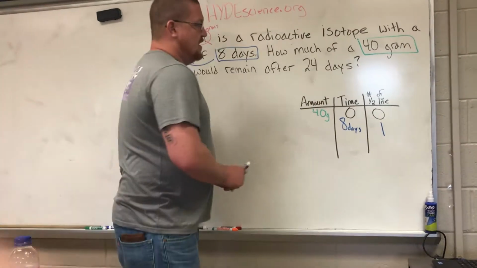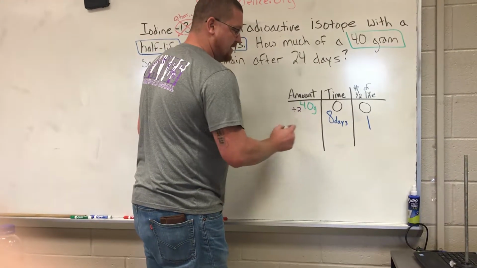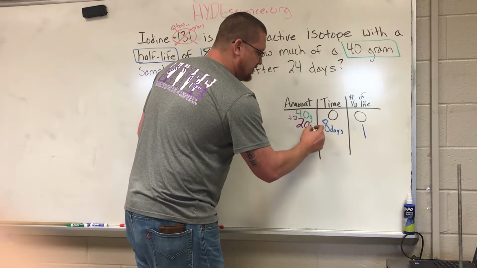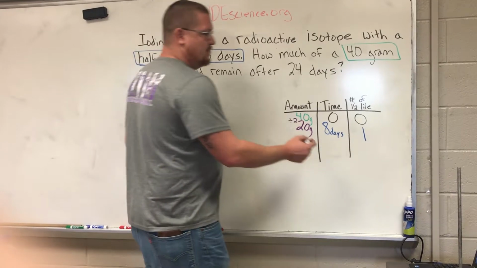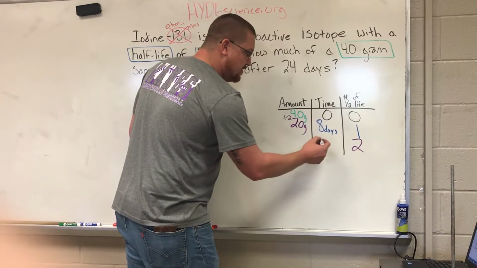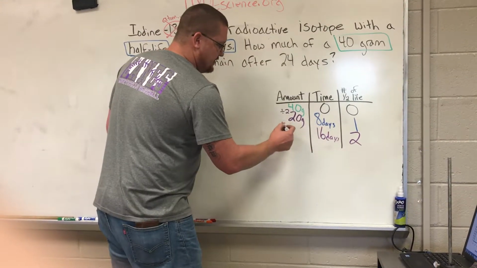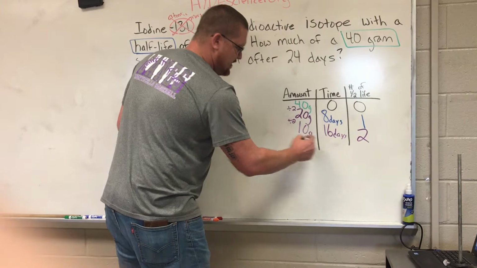So after one half-life, we know we only have half remaining. So we divide 40 by 2. After one half-life, we're down to 20 grams. If we go into another half-life, 2, now there's been a total time of 16 days. Now there is 10 grams remaining.